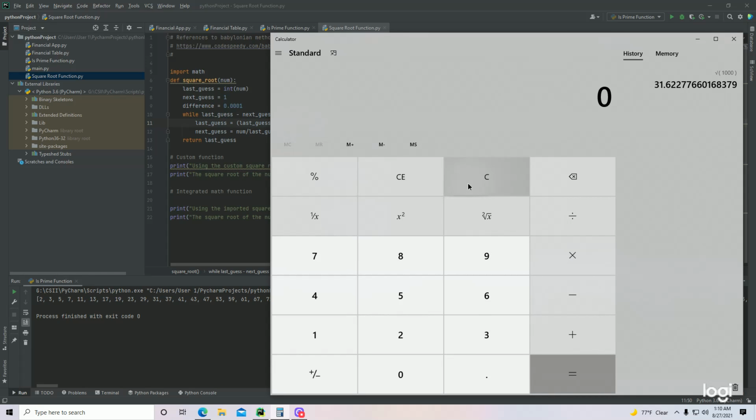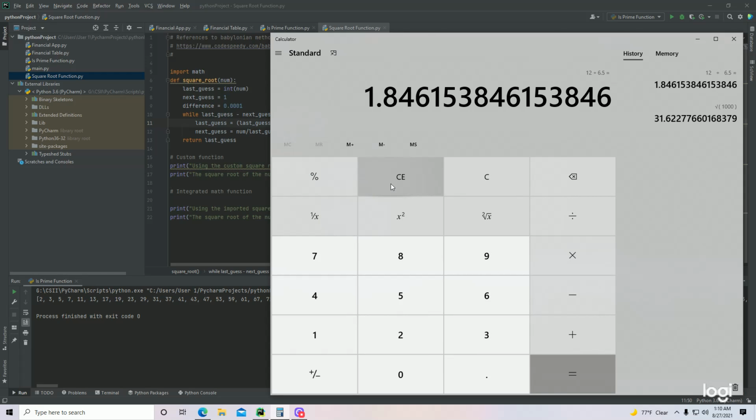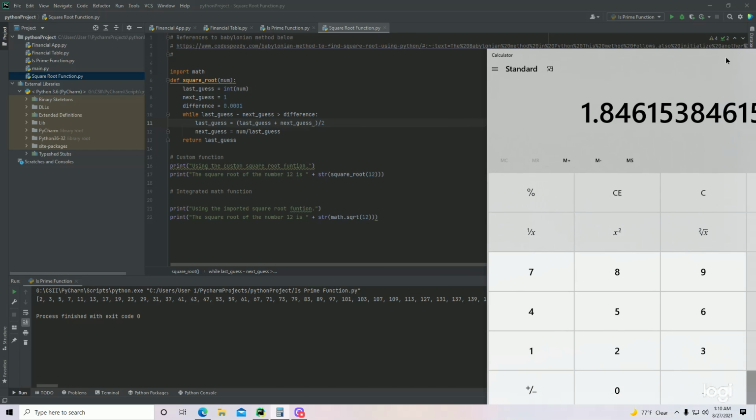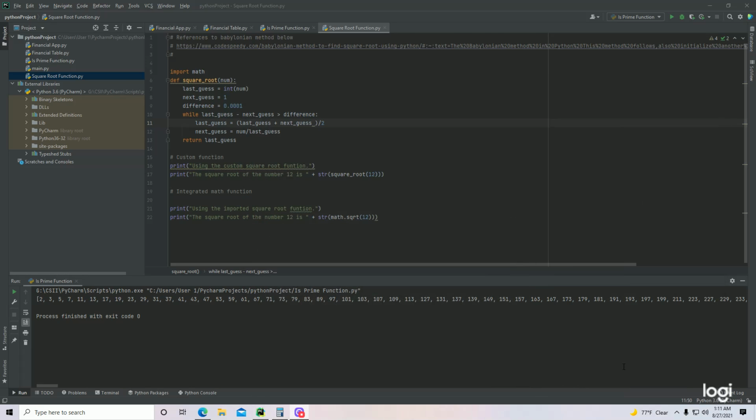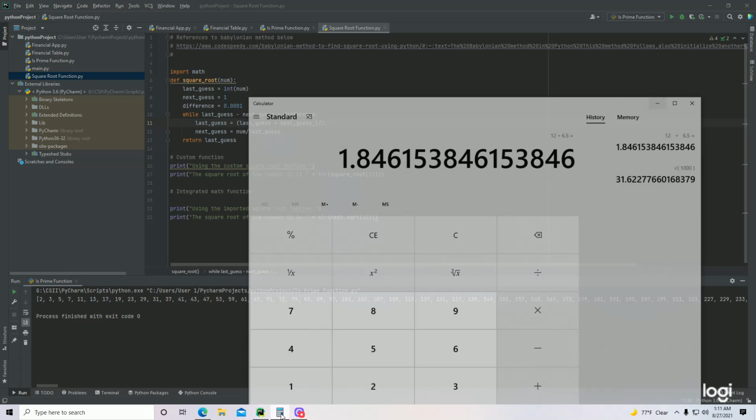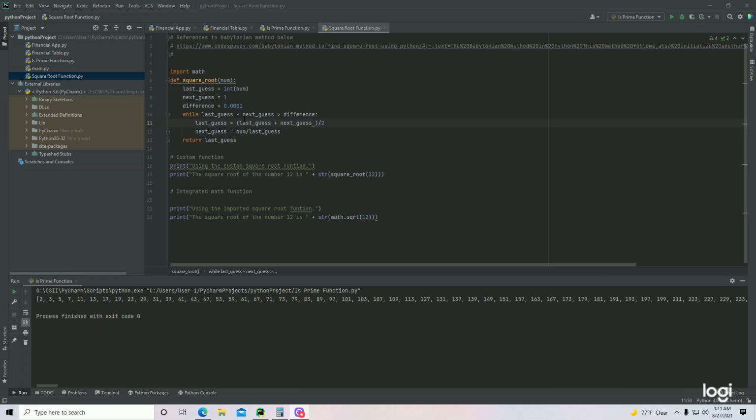Calculator, so I'll start it again. 12 divided by 6.5. Oops. No, that's right. So that's the number that will go into next guess. So this number right here, I'll keep in the calculator. I'll minimize that. So my last guess is now 6.5, and my next guess is on my calculator as 1.8 or something like that. Let me check. Yeah, 1.8 and some numbers.